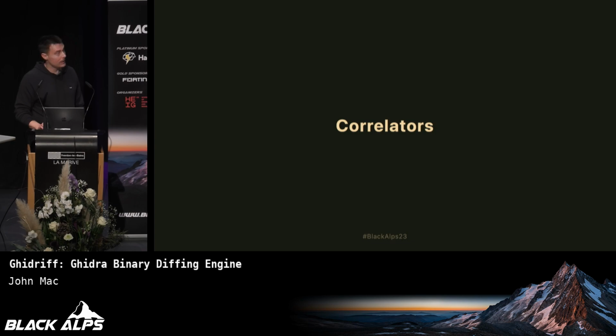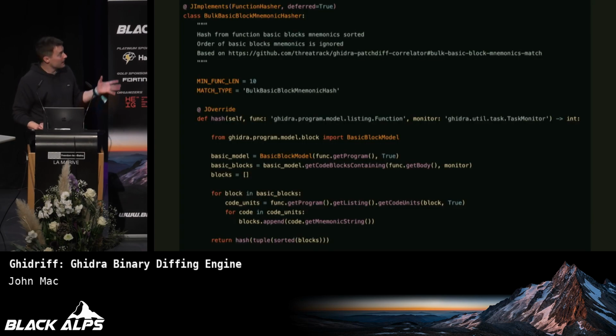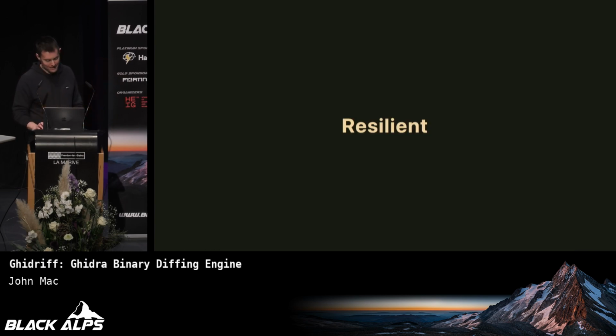So each of those function matching heuristics is called a correlator. Here's an example of one. Essentially, what you have to implement is a hashing function. It doesn't have to do any hashing, but you're going to run this function, and you're going to run this hash on all the functions to see if they match across 2 binaries. And that's not even that important, but look at the code; you can see the details there.